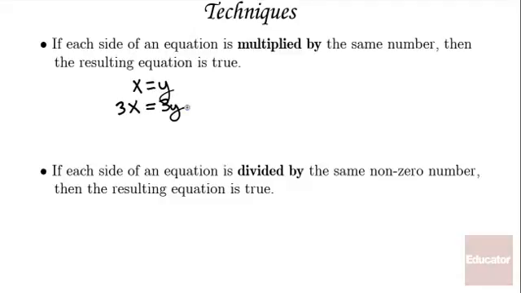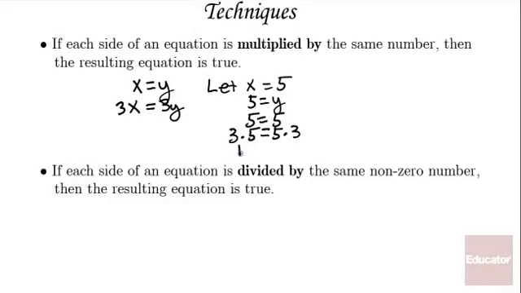Again, to make this more intuitive, let's substitute in some numbers. Let x equal 5. Therefore, if I substitute that in for x, 5 equals y. So if x equals y, then the equation is actually 5 equals 5 if I'm letting x equal 5. Okay, so I have 5 equals 5. And if I multiply both sides by the same thing, in this case 3, I get 3 times 5 equals 5 times 3, and that is 15.